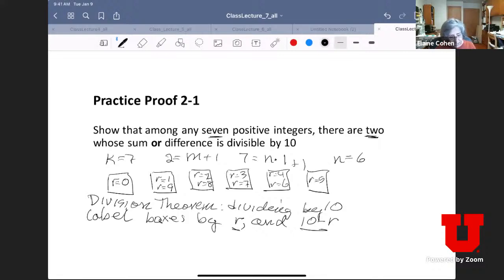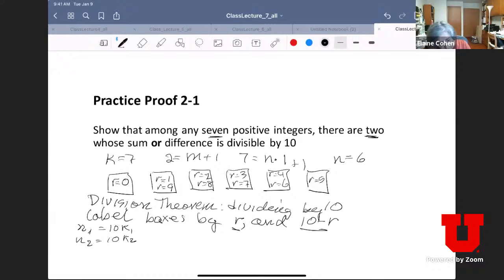So the first case is if there are 2 in the box with remainder 0. Then number 1 equals 10 K1, and number 2 equals 10 K2. So if I add them, I'm going to get 10 times K1 plus K2, and that's certainly divisible by 10 and has remainder 0. If I subtract them, they're also divisible by 10. So this is a nice case.